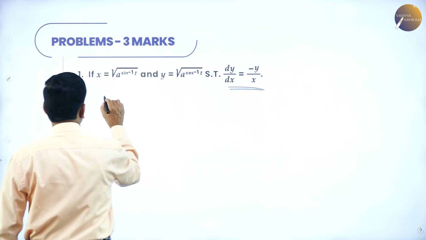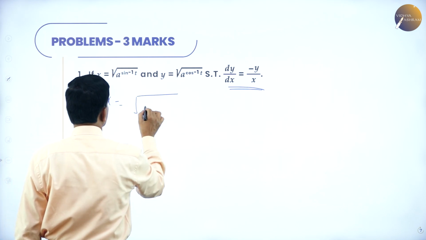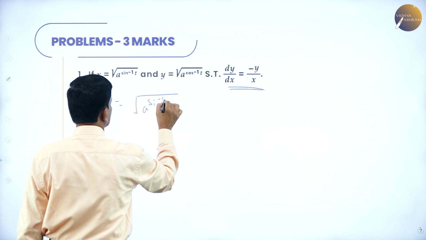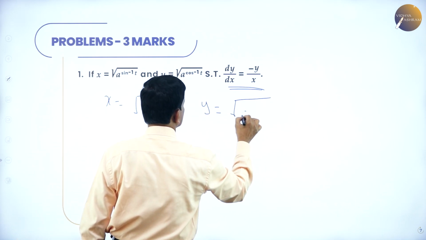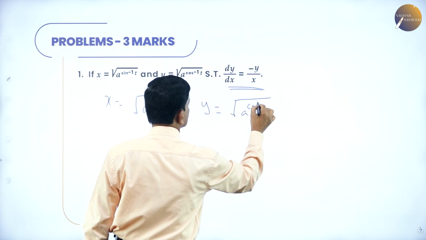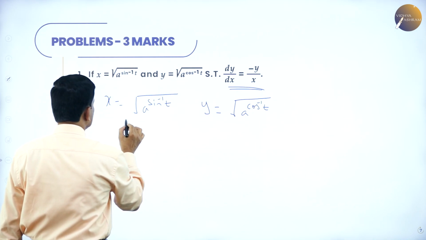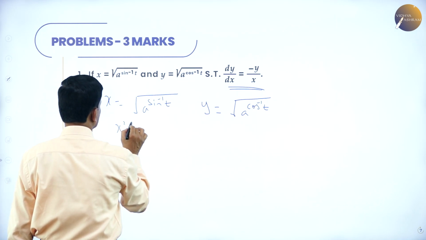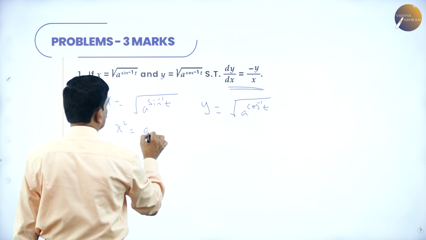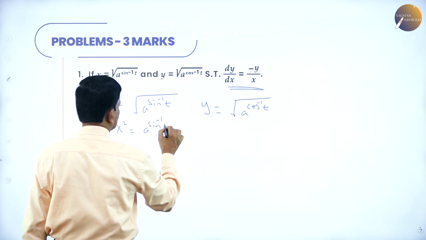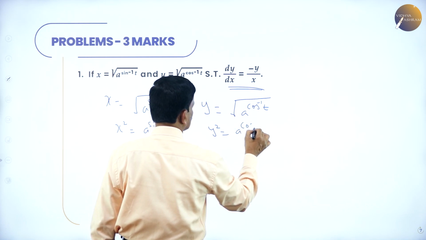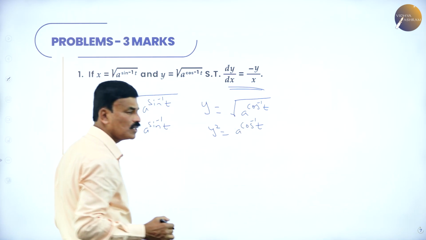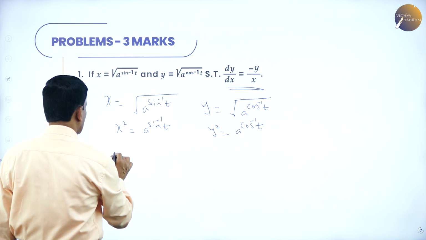Now, what is given? x is equal to root of a to the power sine inverse of t and y is equal to root of a to the power cos inverse t. Squaring on both sides, this becomes x square is equal to a to the power sine inverse t, as the square root gets cancelled. If we square this, y square is equal to a to the power cos inverse of t, as the square root gets cancelled. Now, let us add these, adding 1 and 2.